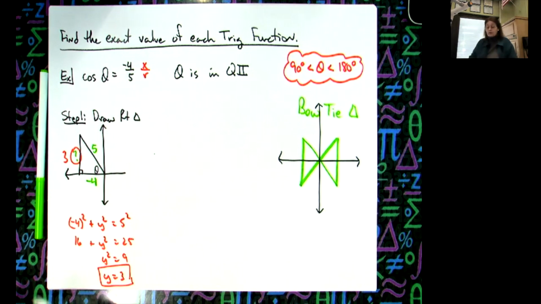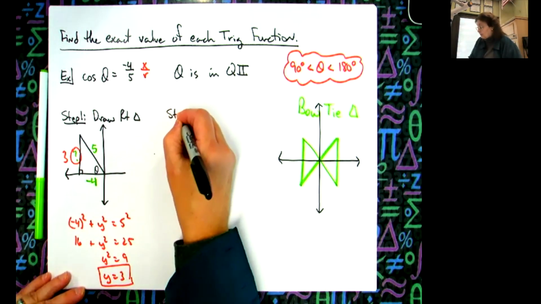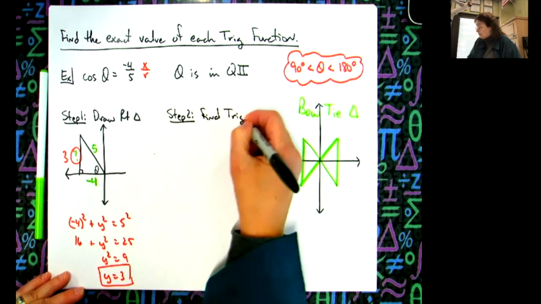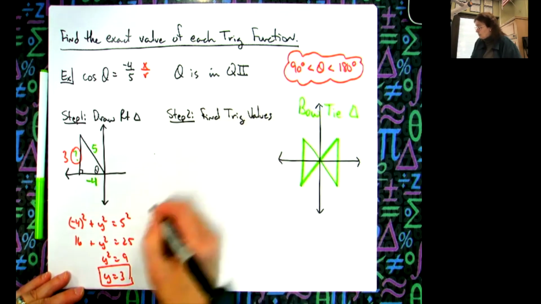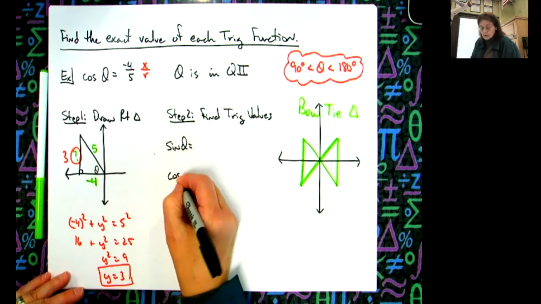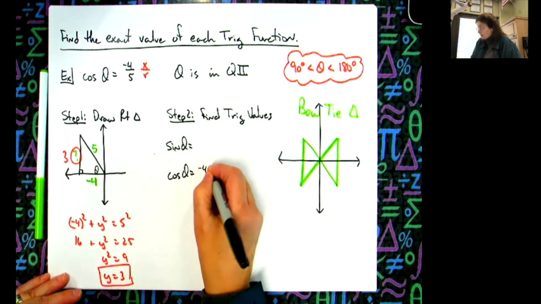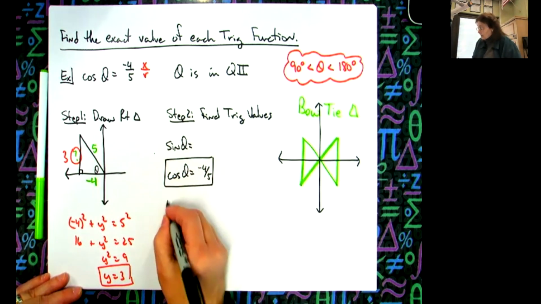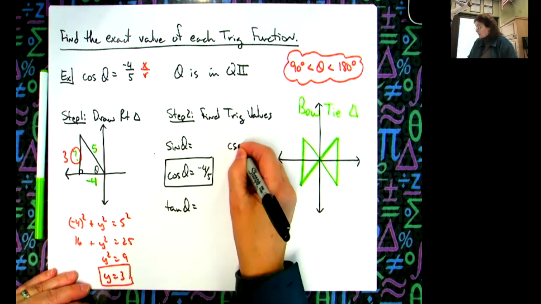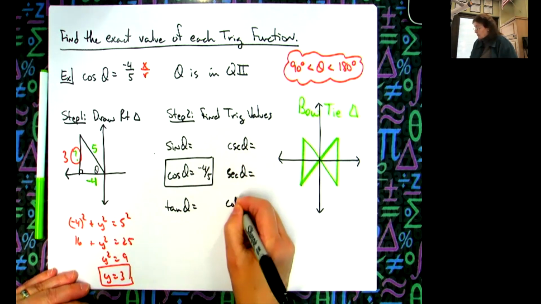So if I want to find all 6 trig functions now, step 2, find trig values. I can do it. So sine, and then cosine. They gave me cosine up there, so I really don't need to write that one down. That's the one they gave us. And then tangent. And then this would be cosecant, this one would be secant, and this one is cotangent.